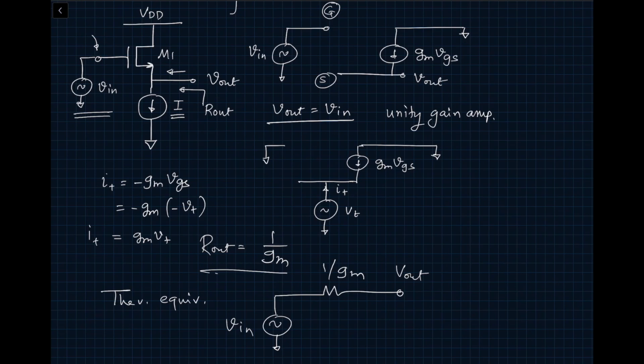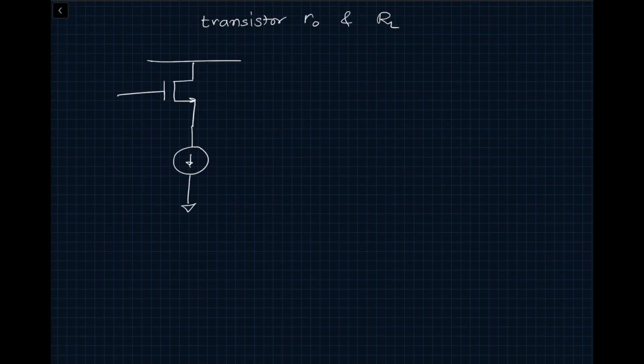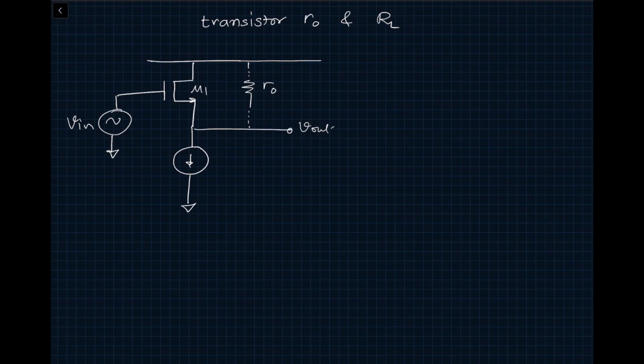Now we can use this circuit to quickly write other expressions. So for example, we want to figure out the effect of the transistor R out and load resistance. How would we do that? Let's draw the circuit first and then I can explain it to you. So for transistor M1, we can draw R out as a dotted line over here, and also we can draw our load resistor at this node.